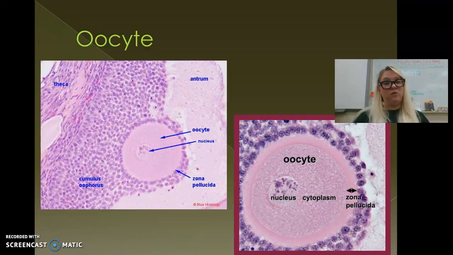So the oocyte is only found in females. It is the female reproductive cell, commonly known as your egg, super large, super round, and it's a really interesting kind of cool cell.